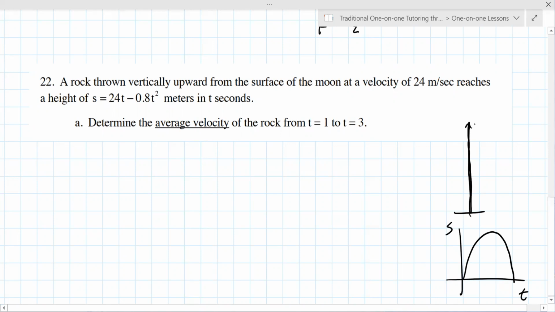But if you actually read the question, I don't know, do you ever throw something up from the surface, like from the ground? Usually I throw it up from wherever my hand is. Yeah. Nevertheless.